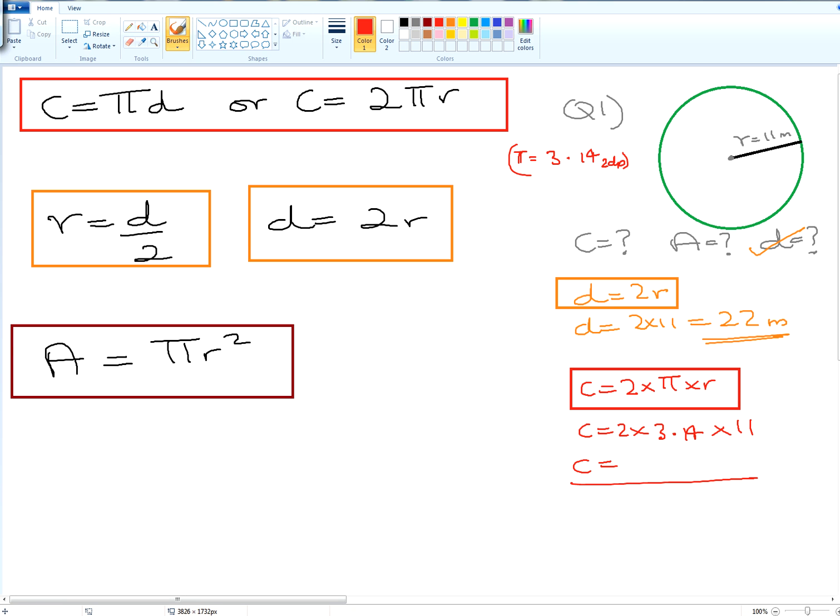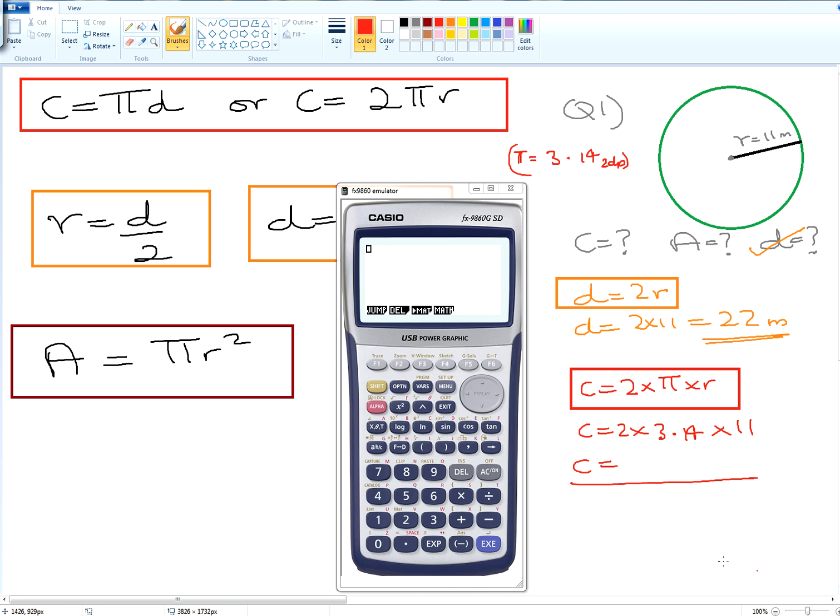Okay, before we do that, let me get my calculator sorted. Right. So we worked out the diameter quite easily, because the diameter is double the radius. So we just double that. 2 times 11 is 22. Now to work out the circumference, we're going to do 2 times pi times r. So we're going to do 2 multiplied by pi. Now pi is over here, so if I press shift exp, that is pi, times 11, the radius, equals. So we now get an answer of 69.115. Let's write that down.